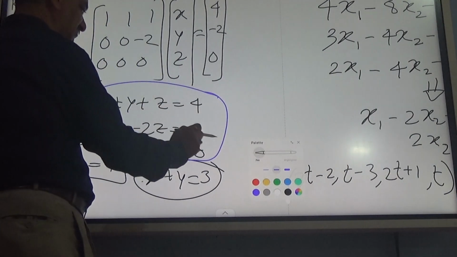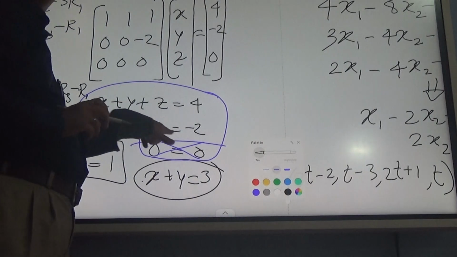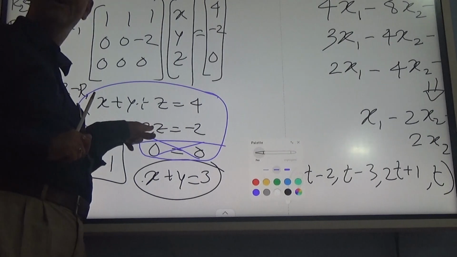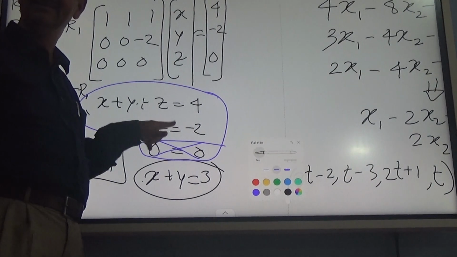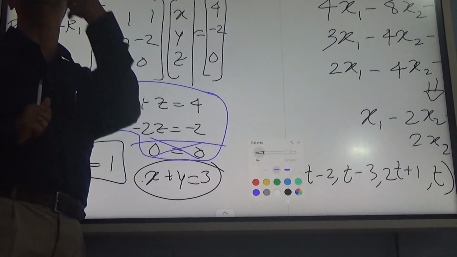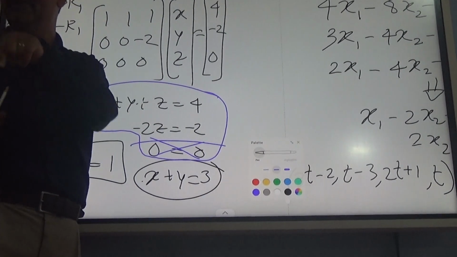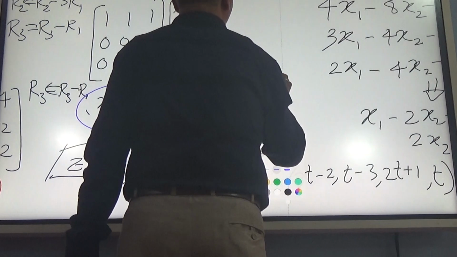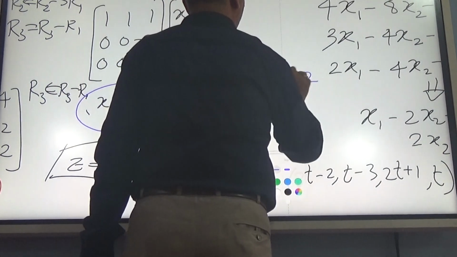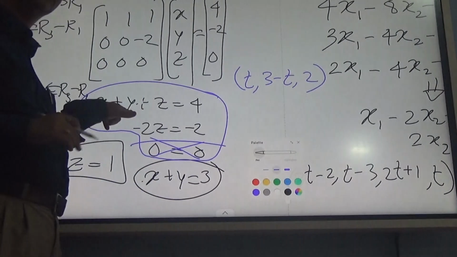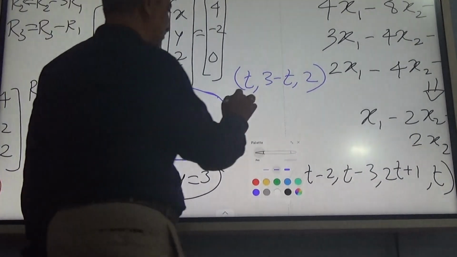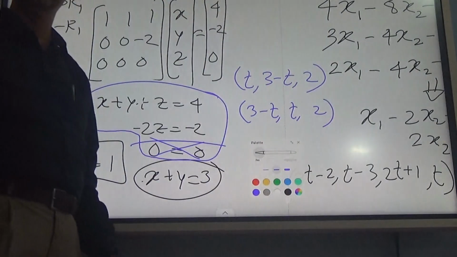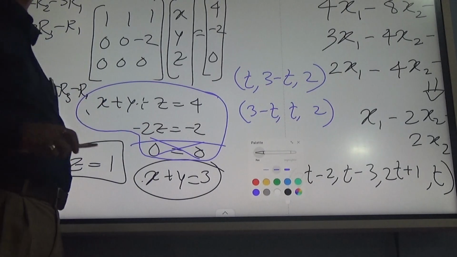Three variables, three equations, but the last is not an equation. So 3 variables, 2 equations. What have you got? z equal to 1. So here z can't be a free variable. Then when you put z equal to 1 here, x plus y equal to 3. So you can use one of them as t. So what is the answer here? If you put x equal to t, the solution is t, 3 minus t, 1. Or you can choose y to be t, so you can have 3 minus t, t, 1. But you can't choose z to be t. z is fixed.